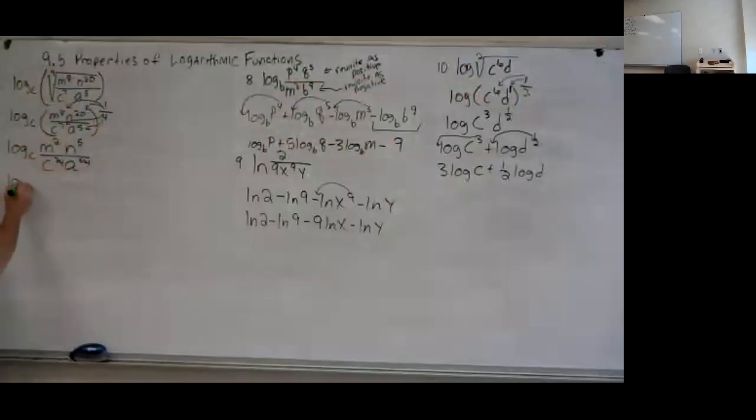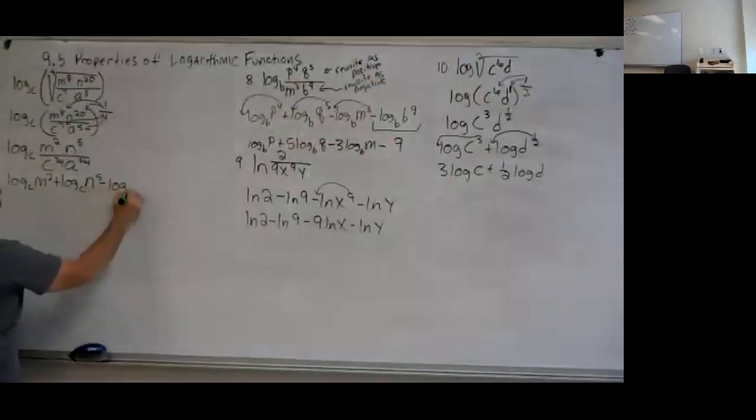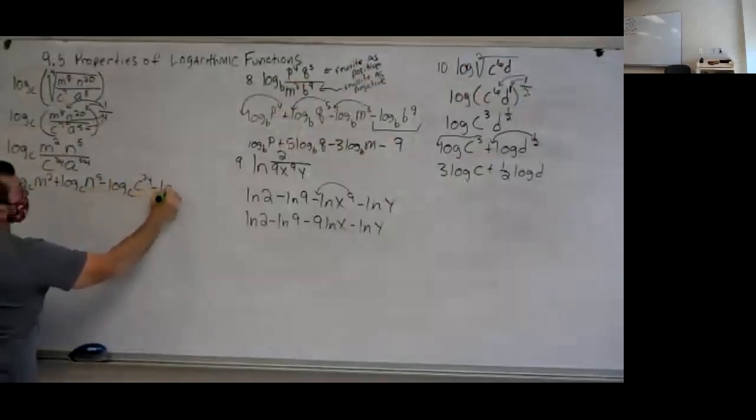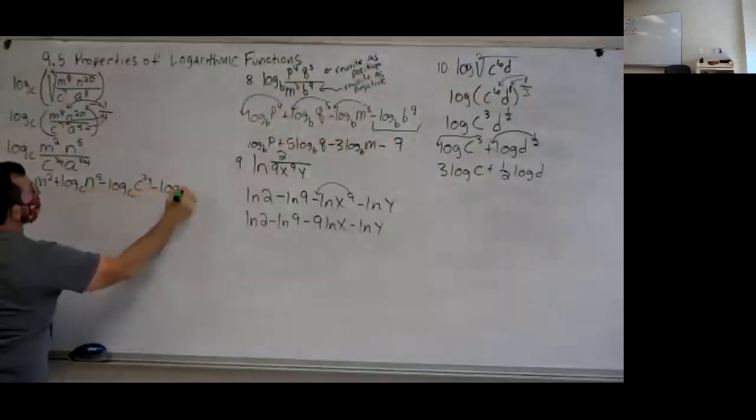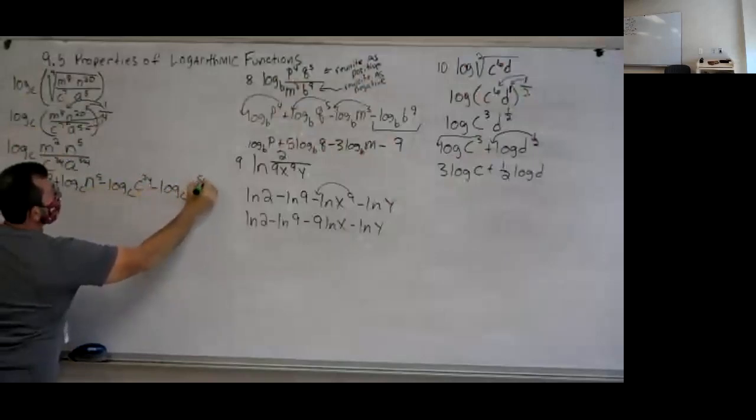So I've got a log C of M squared plus a log C of N to the 5th. Both of those are on top, so they're positive. These are on bottom, so they're going to be negative. And notice, all we're really doing is distributing the log to everybody, okay? So minus the log C of C to the 7/4 minus the log C of A to the 5/4.